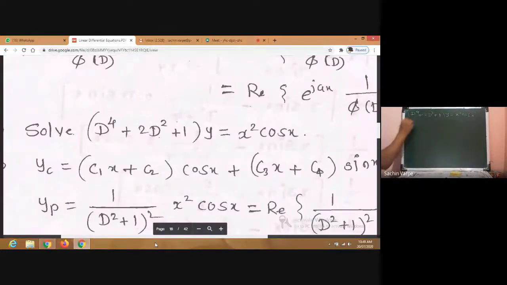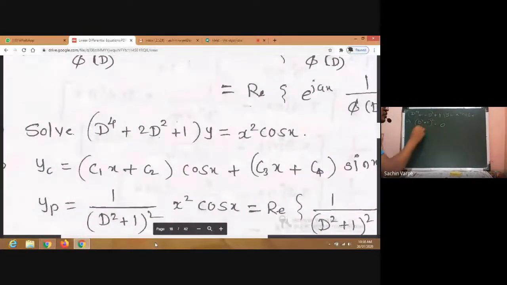So to find the complementary function, we consider the auxiliary equation and we solve that auxiliary equation. So what are the roots? Actually, this is the expansion of D square plus 1 the bracket square, isn't it? You can check. D square plus 1 bracket square, if you expand, you will get this. So that is equal to 0.